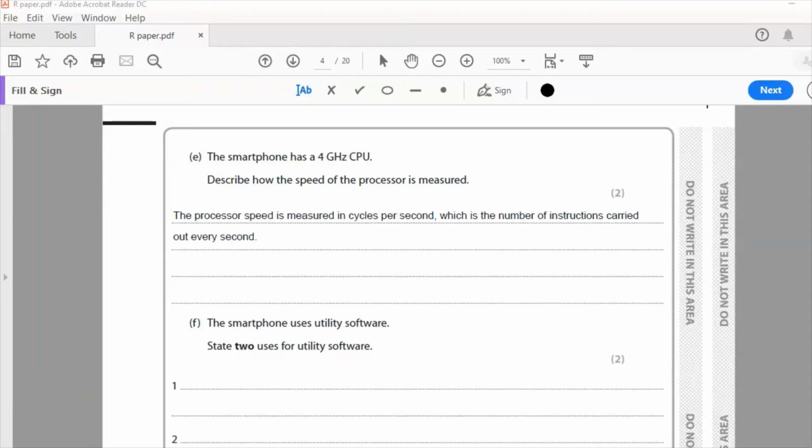So really simply, the processor speed is measured in cycles per second, which is the number of instructions carried out by the processor every second. So for example, if you've got a 4 gigahertz processor, that is 4 billion instructions per second.